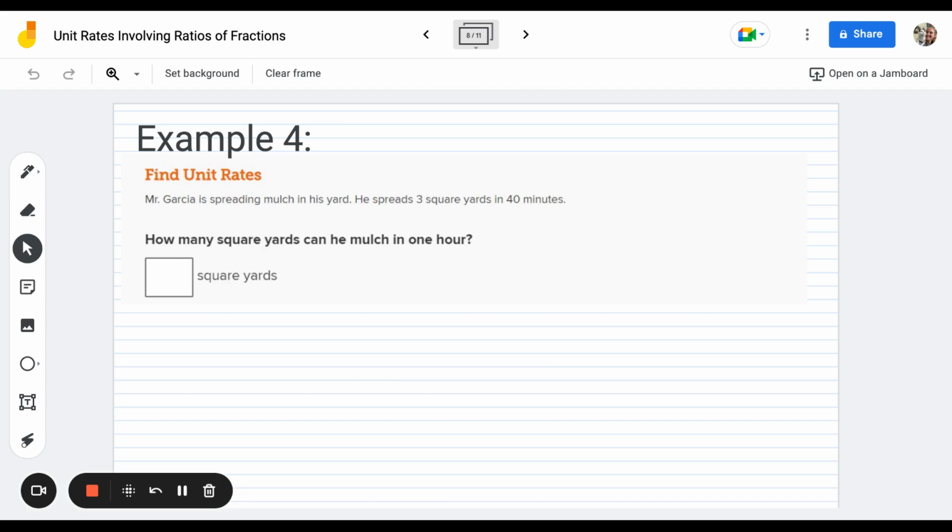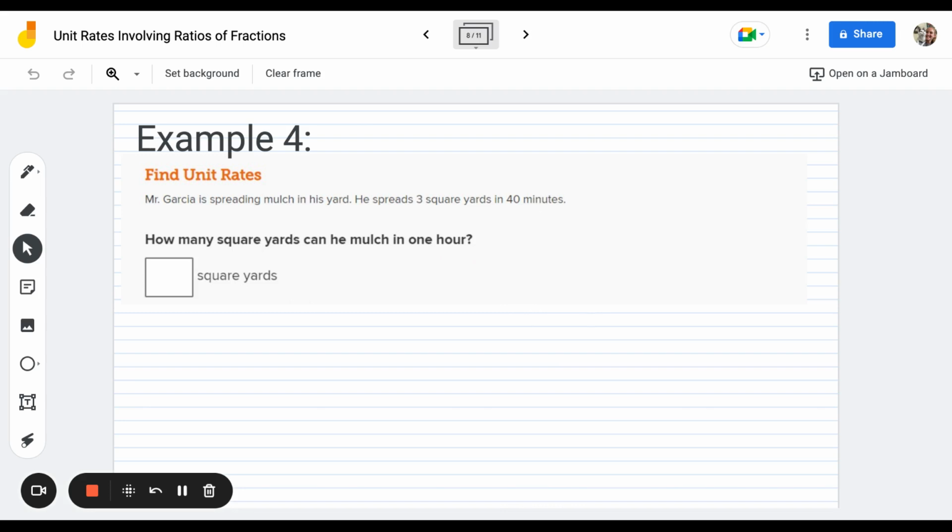In this first example, we're going to find the unit rate. Mr. Garcia is spreading mulch in his yard. He spreads 3 square yards in 40 minutes. We want to know how many square yards he can mulch in 1 hour. If we take a look at that question again, we notice that it changes to hours, and in our problem, it tells us the time in minutes.